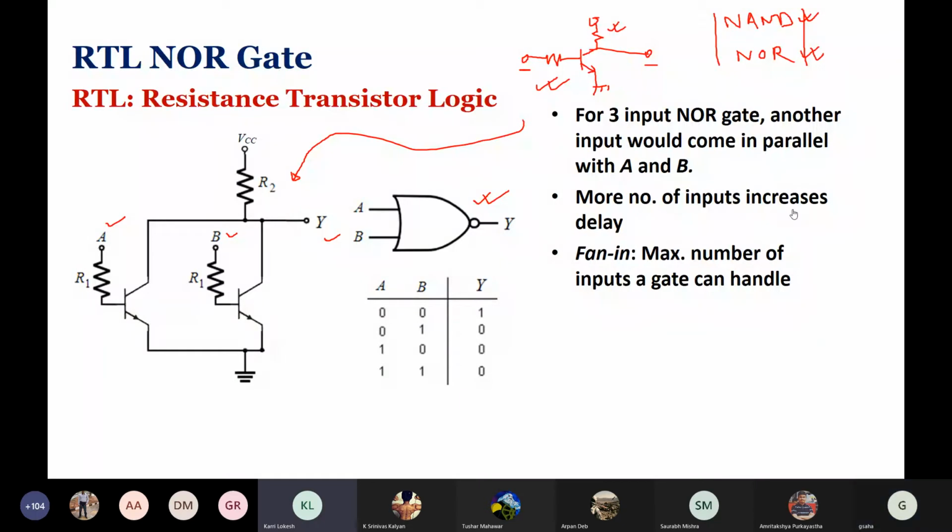Saturation region, sir. Saturation is 0.7 volt. Sorry if I'm making a mistake.